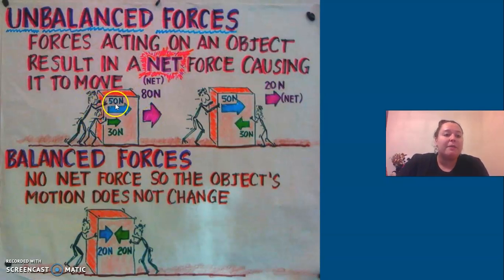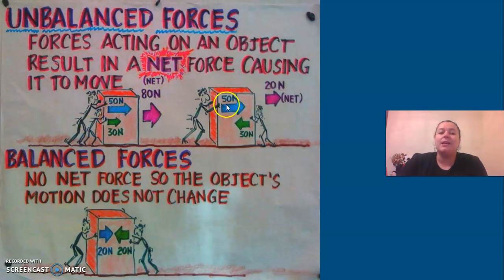They're pushing at about 50 newtons of force. And the smaller person, they're pushing at about 30 newtons of force. Now, since the force is on the same side, we add up those two numbers and we get a total, or net force, of 80 newtons.